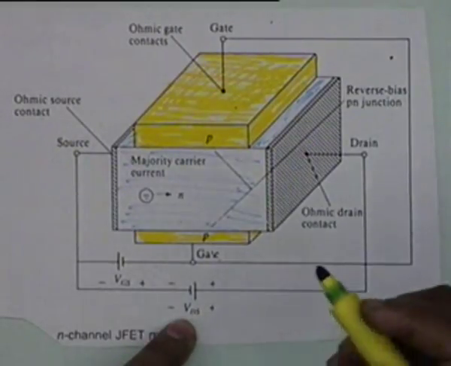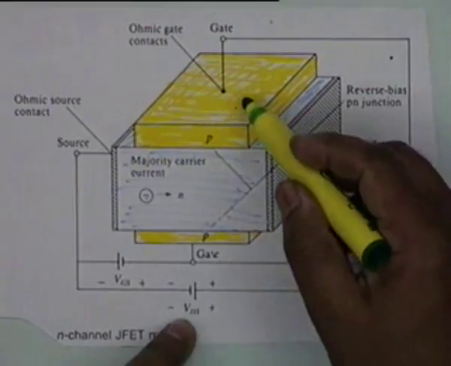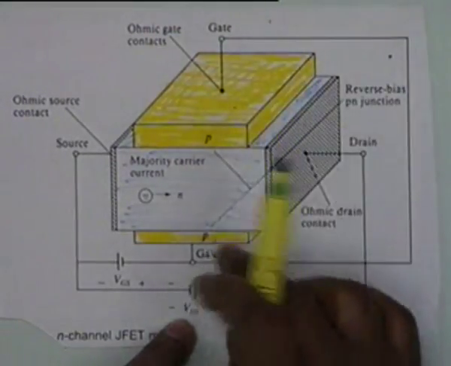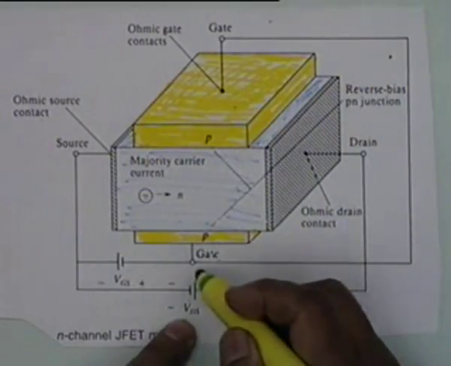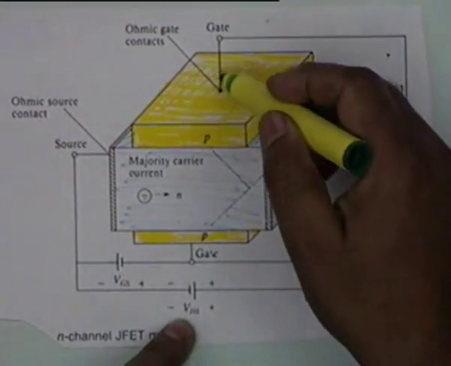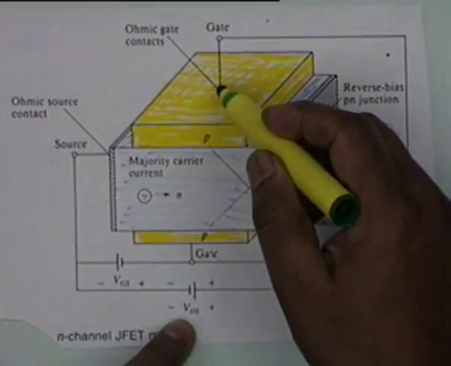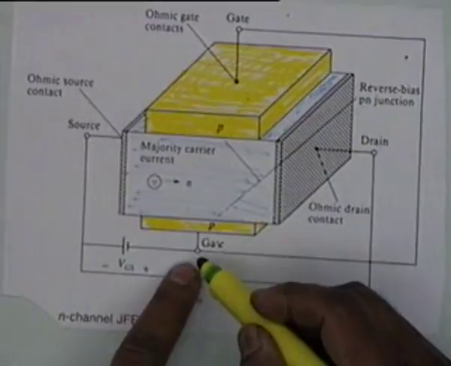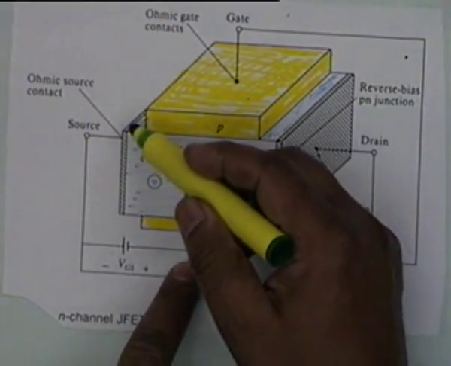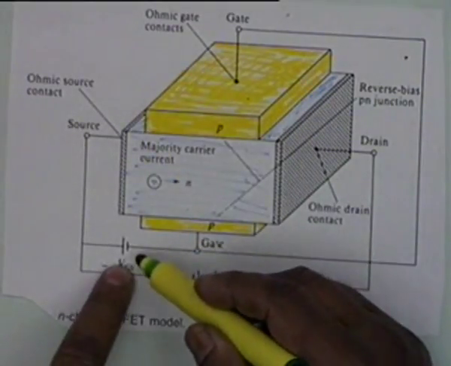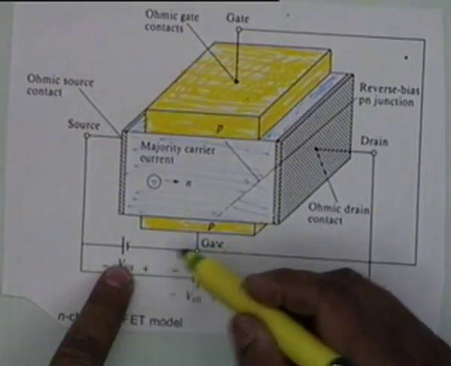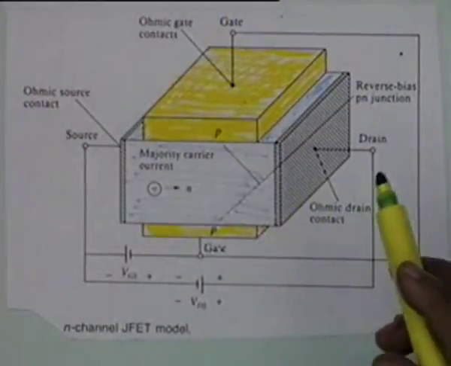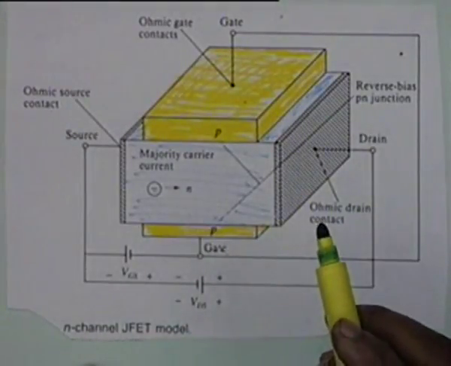The control is created by the gate, which is through deposition of a p-type material on this side, and these two are connected together. There is a metallic gate contact here and a gate contact here, these two are connected, and between the gate and the source there is a reverse bias. You see VGS, the negative is connected to P and the positive is connected to the N-type material. So it is reverse bias.